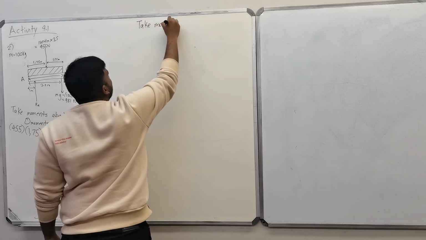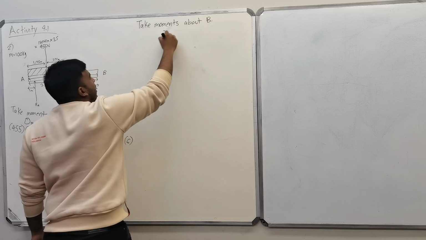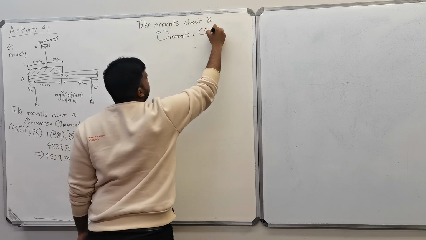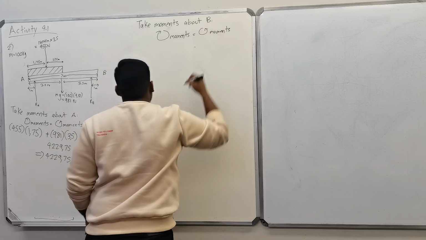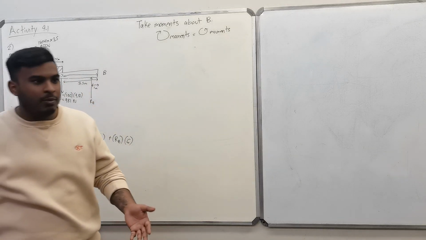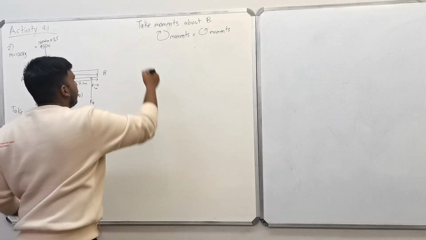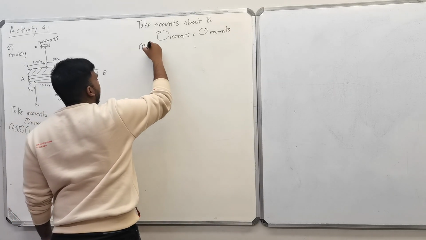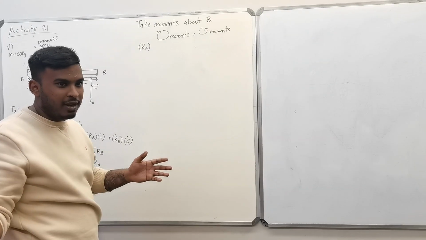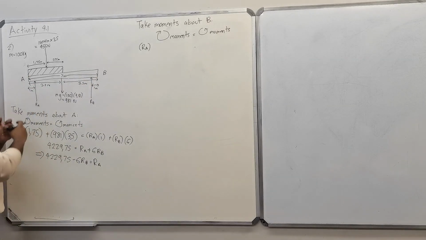Taking the moments about B, we're going to say clockwise moments is equal to anti-clockwise moments. If you're looking at B, what will cause the other end of the beam to move in a clockwise direction? The upward force. So you'll say RA, and how far away is RA from B? 6 meters. I know that the full length of the beam is 7.